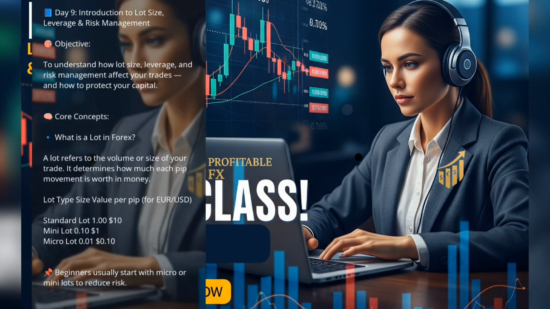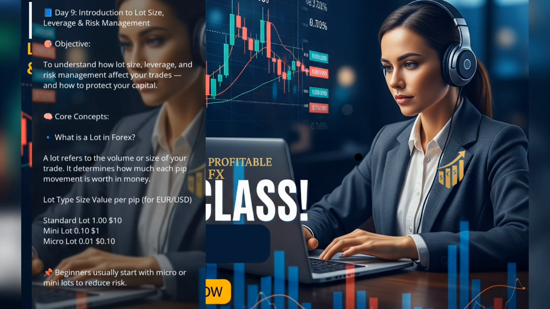Introduction to lot size, leverage and risk management. Objective: to understand how lot size, leverage, and risk management affect your trades, and how to protect your capital. Core concepts. What is a lot in Forex? A lot refers to the volume or size of your trade. It determines how much each pip movement is worth in money.